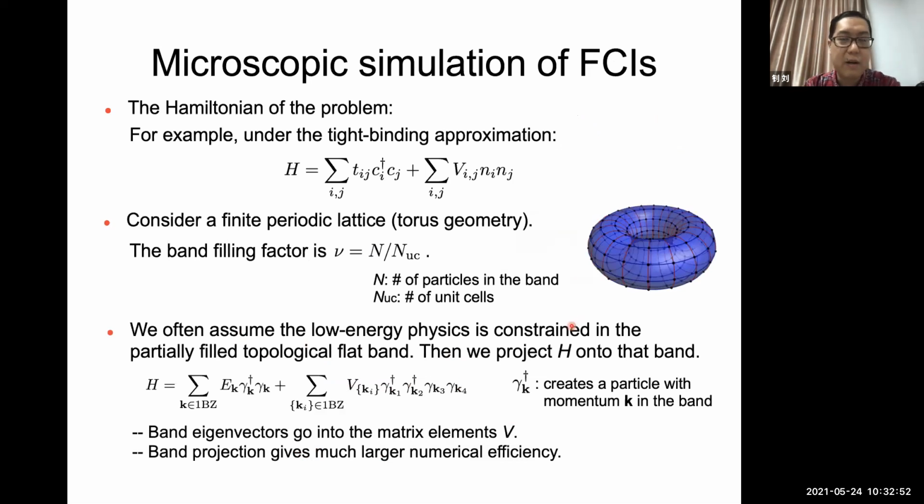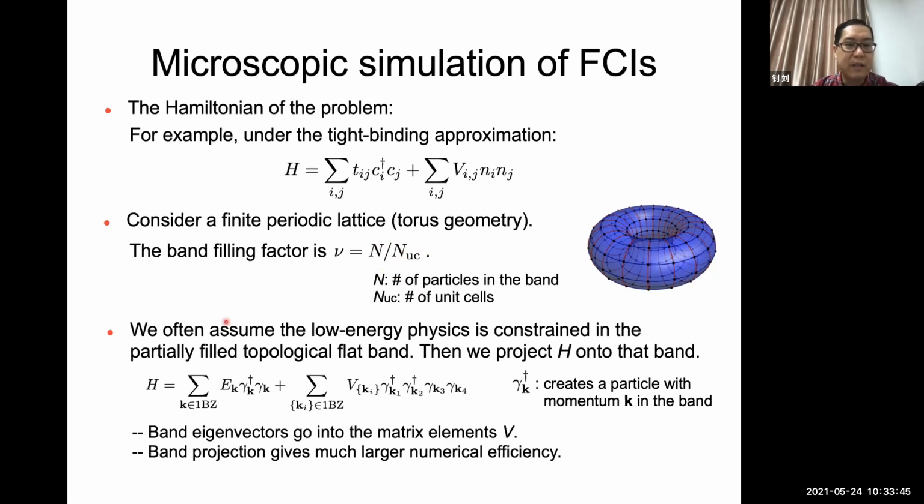Okay, given a lattice model, how can we know the ground state is a fractional Chern insulator? People often use numerical simulations in microscopic models, and this is the most general tight-binding Hamiltonian for a lattice model. The first term is a single particle hopping term, and the second term is the interaction. Here I choose the Hubbard-like interaction, and then to remove the edge effect, we can put the lattice on the torus geometry. Namely, we consider periodic boundary conditions. In this case, the band filling factor can be defined as the number of particles in the flat band divided by the number of unit cells in the lattice, because the number of unit cells is the same as the number of single particle states in a single band, right?